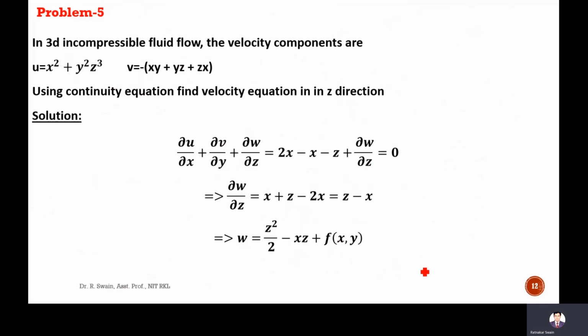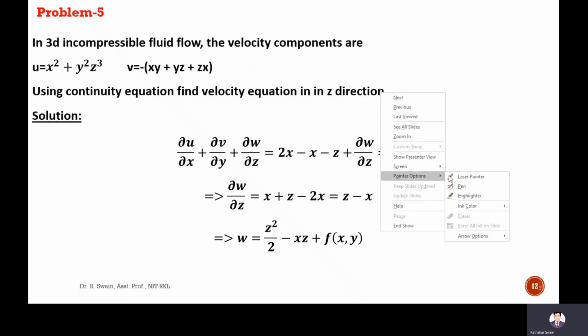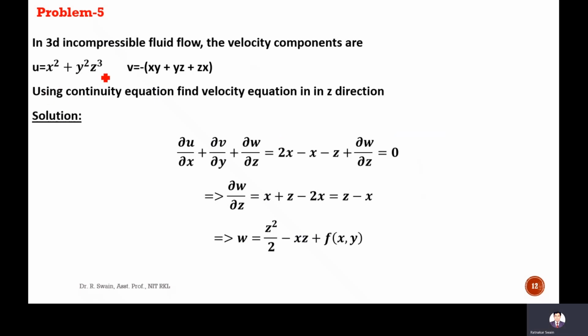Coming to the next problem, in 3D incompressible fluid flow, velocity components are given. u is equal to x² plus y² z³, v is minus of xy plus yz plus x. This is the 3D incompressible fluid flow. The velocity components are given in u direction and v direction. Using the continuity equation, find the velocity equation in z direction. The z direction is not given, that you have to calculate.